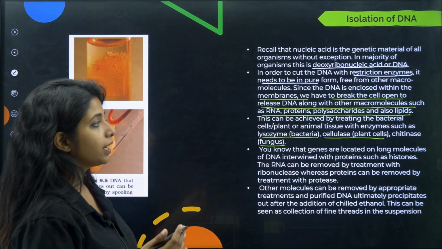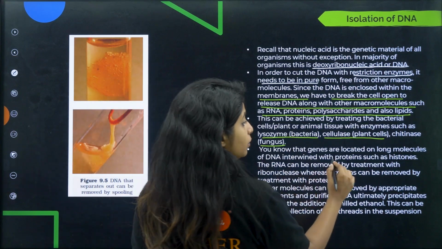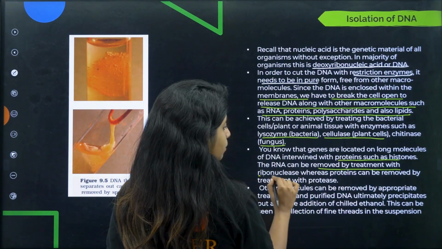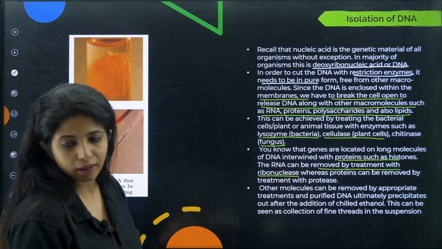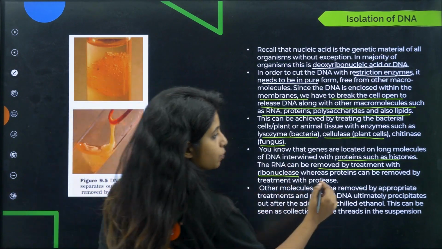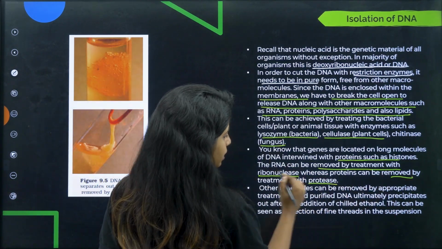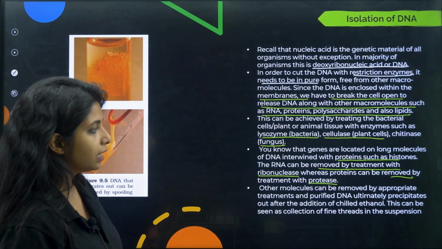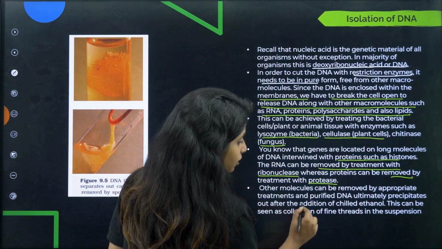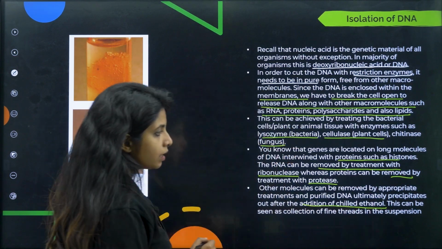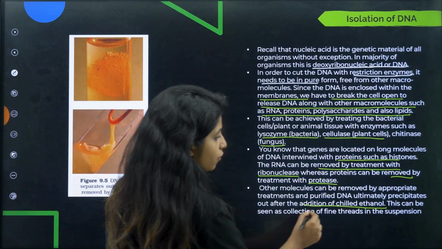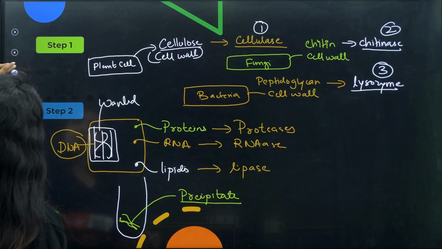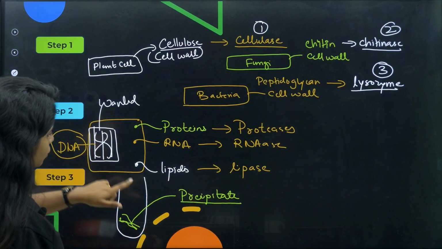You know that genes are located on long molecules of DNA intertwined with proteins such as histones. The RNA can be removed by treatment with ribonucleases, that is RNases. Ribonuclease and RNase are the same thing, whereas protein can be removed by treatment with protease. Other molecules can be removed by appropriate treatments, and purified DNA ultimately precipitates out after addition of chilled ethanol. This can be seen as a collection of fine threads in suspension. So basically, this separation will be happening.